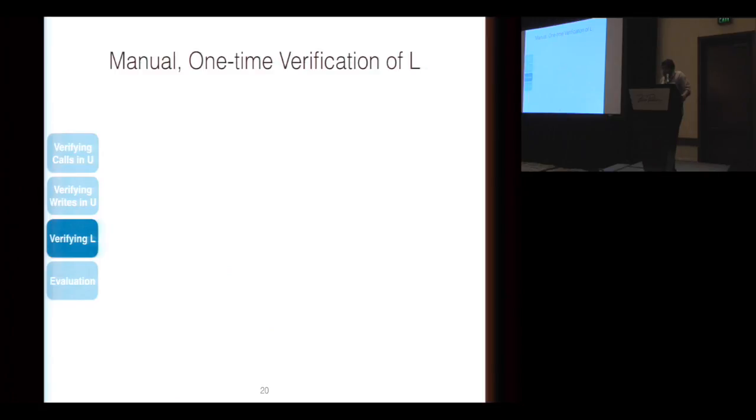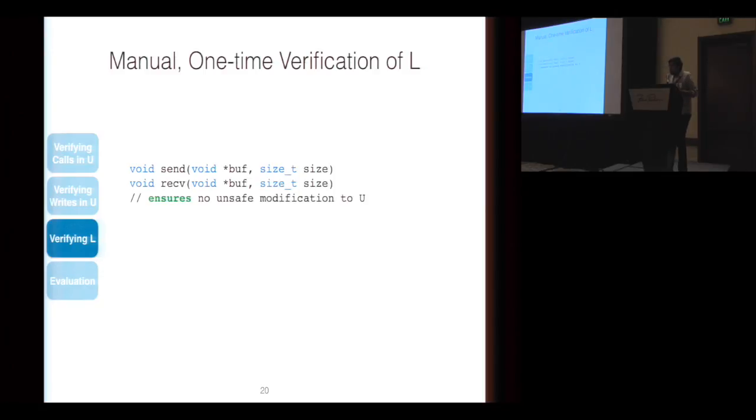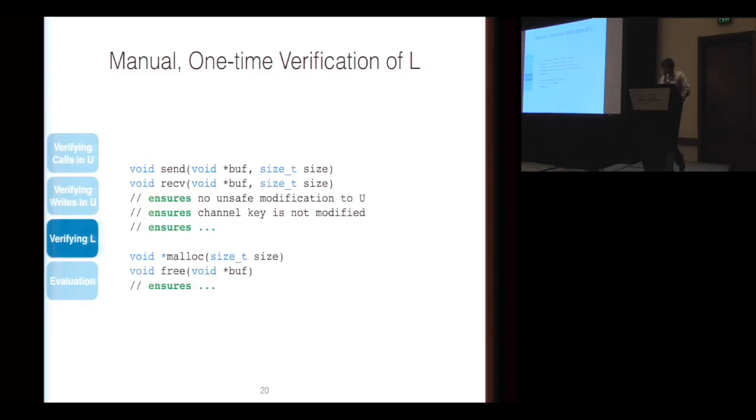Finally, we need some correctness properties to hold on our runtime library, and they are as follows. First, make sure that they don't start attacking you. Since L and U execute in the same address space, if L is attacking you, like for example, writing to some return addresses, then all guarantees are lost. Since send and receive are doing crypto, we want to make sure that the channel key is never accidentally modified or leaked, and so on. We also need correctness for malloc and free, that is also implemented.